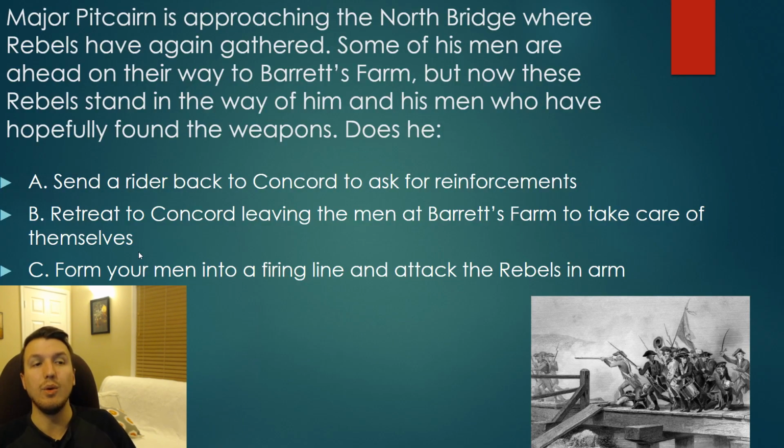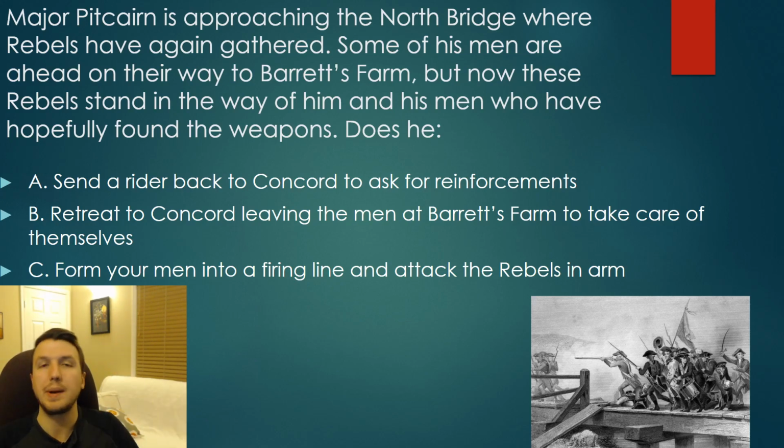So this is an issue. They have to figure out what they're going to do here, because if they don't get the men from Barrett's Farm, that means those men are stuck on their own. So what would you do? Send the rider back to Concord, ask for reinforcements, retreat to Concord, leaving the men at Barrett's Farm, form your men in a firing line, or attack the rebels in arms?